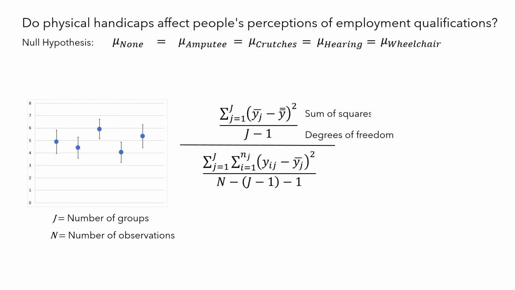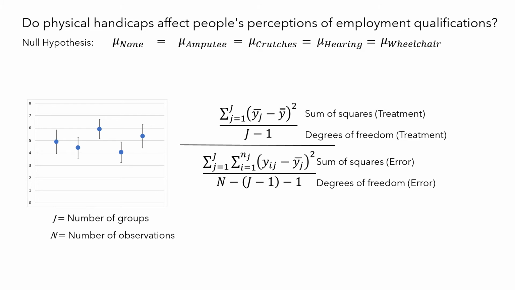There are a total of 70 observations, so there are 69 total degrees of freedom, but we already used J minus 1 of the degrees of freedom for the numerator, so we'll also subtract that J minus 1 from the N. This numerator is called the sum of squares for the error, to distinguish it from the sum of squares in the numerator, which is usually called the sum of squares for the treatment. And the denominator is called the degrees of freedom for the error, and the numerator is the degrees of freedom for the treatment.